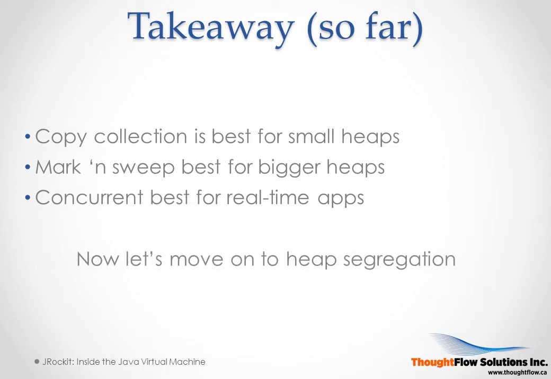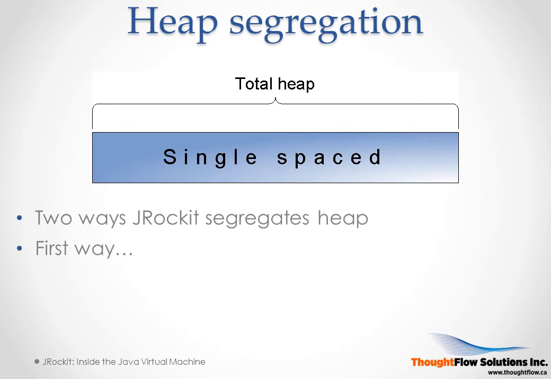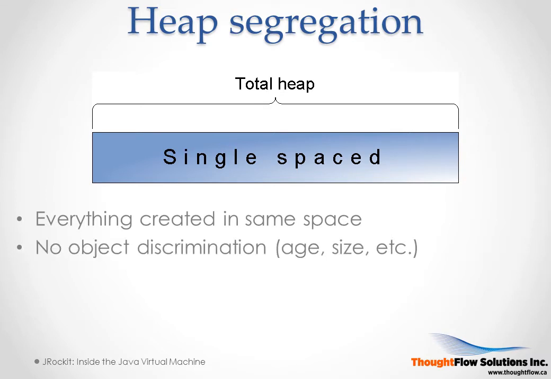Now let's move on to this other important topic, which is heap segregation. JRockit separates the heap in two ways. The first way, which is of course configurable, is what we call single-spaced heap segregation. So everything is created in this one space. There's no discrimination. All objects, regardless of their age and size, are created in this space. The heap is then marked and swept. That's the strategy used in this kind of heap segregation.